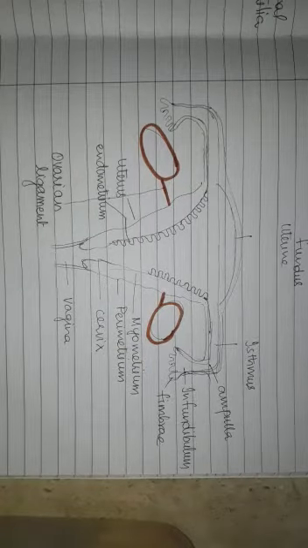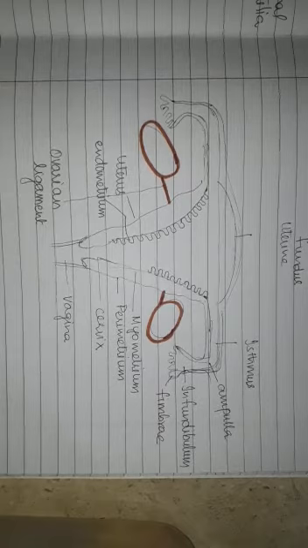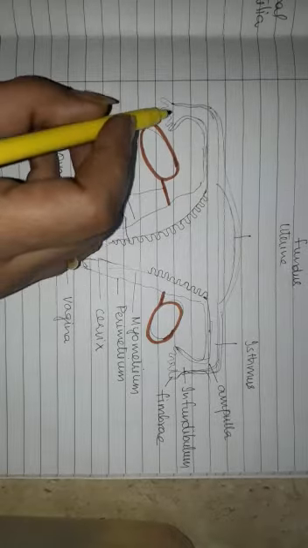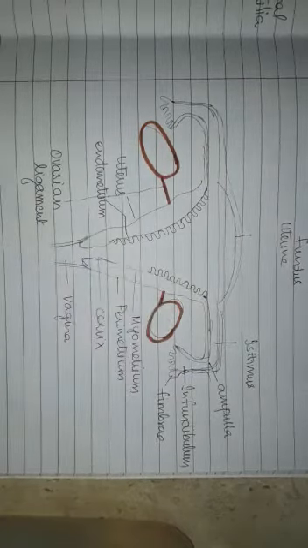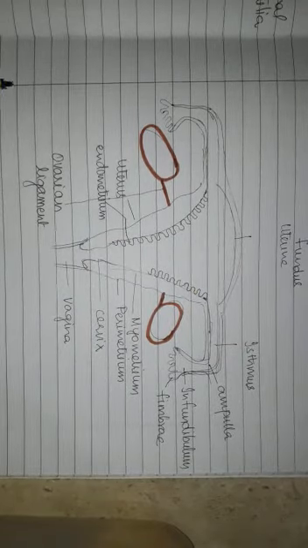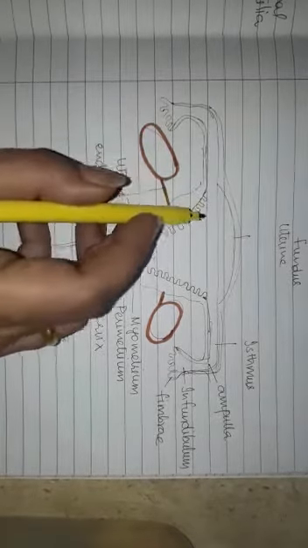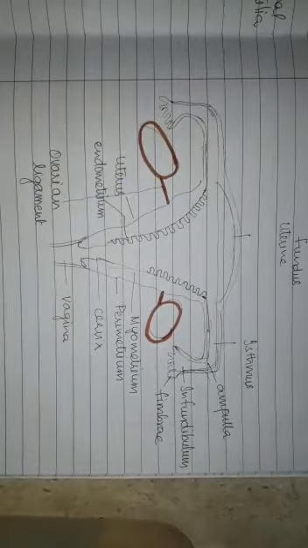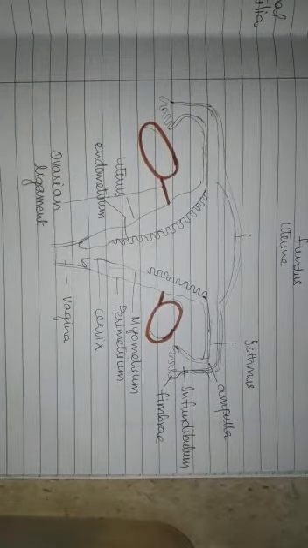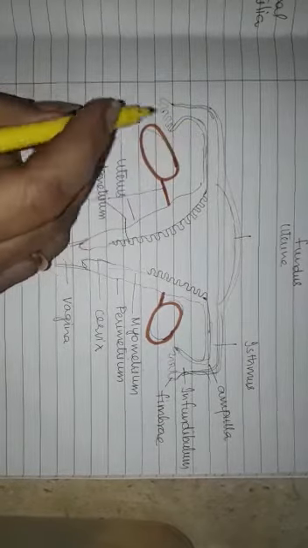Next part in the female reproductive system is the fallopian tube, also known as the oviduct. These are around 10 to 12 centimeters long muscular tubes which help in transfer of egg from the ovary to the uterus, and they provide the appropriate environment for fertilization. The fertilization of sperm and egg takes place in the fallopian tube.